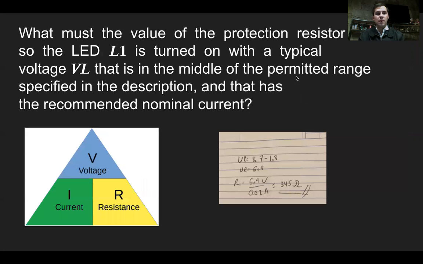or 0.02 amps. At first, we need to calculate how much voltage we have in the resistance, and we can get that by subtracting: 8.7 volts minus the 1.8 that an LED uses in normal conditions, and we get that the voltage in the resistance will be 6.9. Then by Ohm's law, we divide 6.9 volts by 0.02 amps, and we get that the needed resistance in these conditions would be 345 ohms.